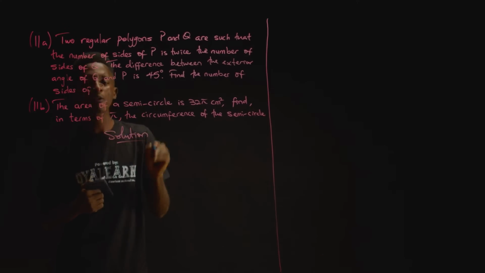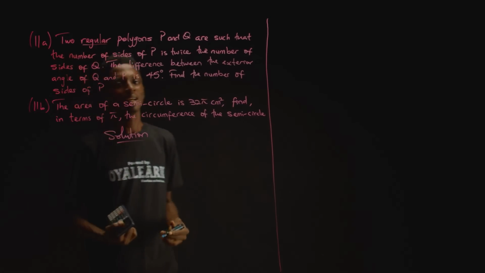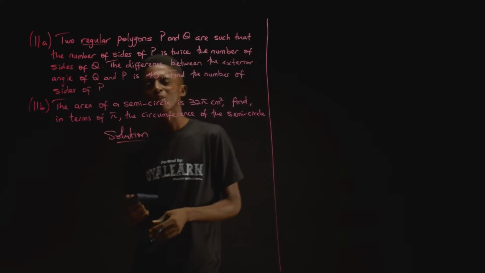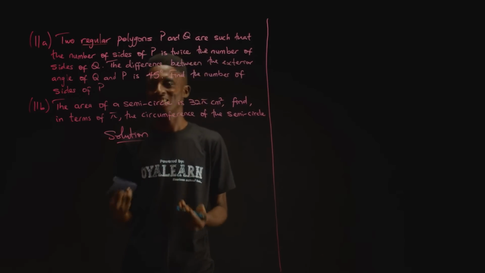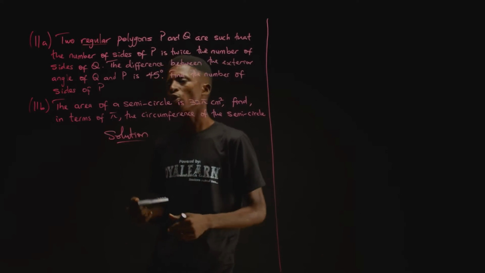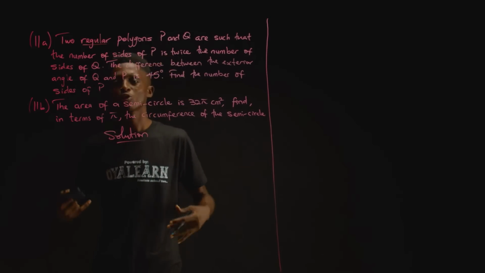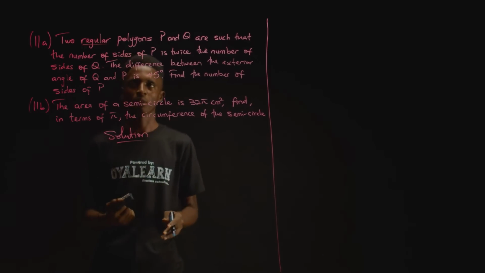Now, some of the things you need to take note of here is that we are looking at regular polygons, right? One of the things about regular polygons is that all the exterior angles are equal, and the sum of exterior angles of polygons is 360, right? So if we are talking about polygon P and polygon Q, their exterior angles, when summed together, should give 360 for each of them, right?